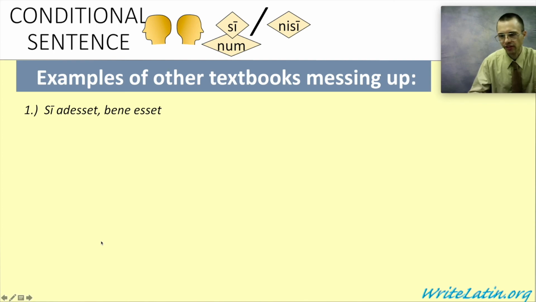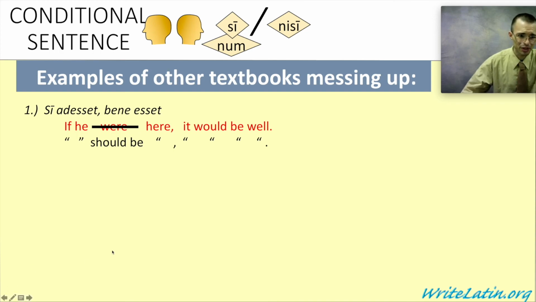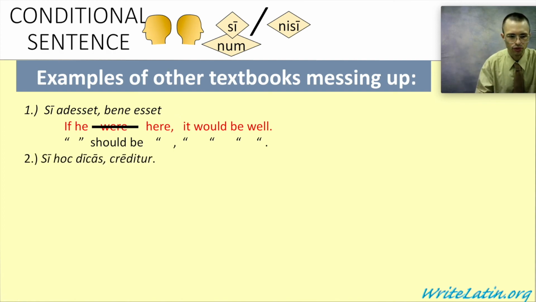So here are some examples of other textbooks messing it up, but we'll also get some experience going through these. "If he were present, it would be well," they say. No, don't translate it like an indicative, it's a subjunctive. If he should be present, it would be well. And here you've satisfied your SHW rule, because it had two subjunctives.